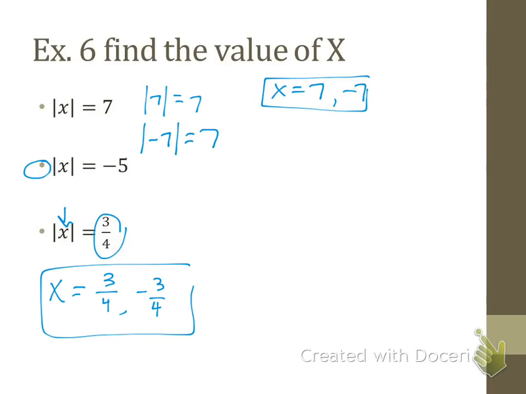So is there any number in the whole world that I can plug in for x and get a negative number? No. If I plug in 5, the absolute value of 5 is 5. If I plug in negative 5, the absolute value of negative 5 is positive 5. So this one is no solution, because there's nothing I can plug in for x to give me an absolute value of negative 5. Not possible.